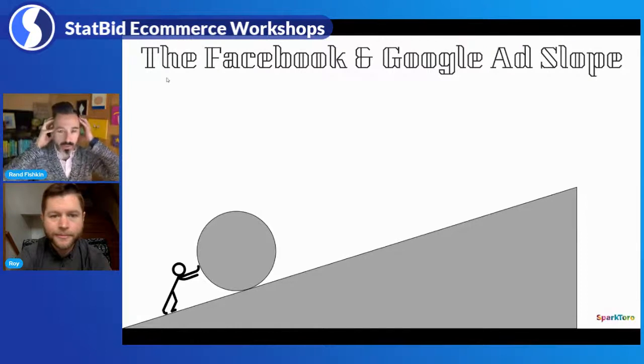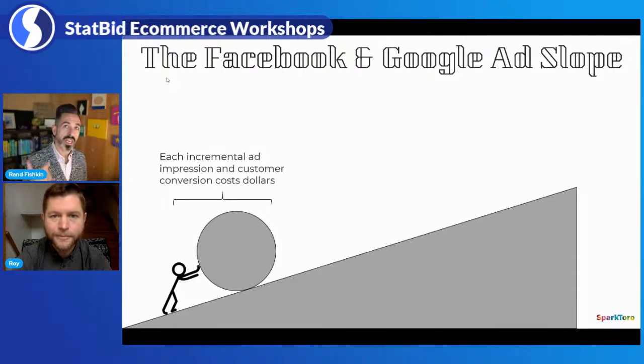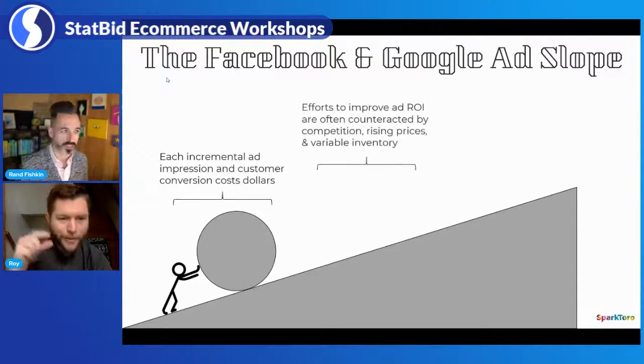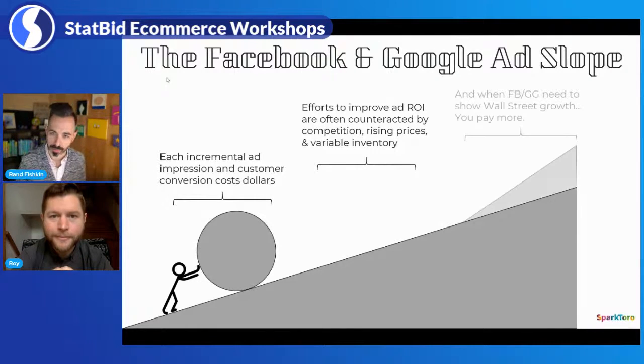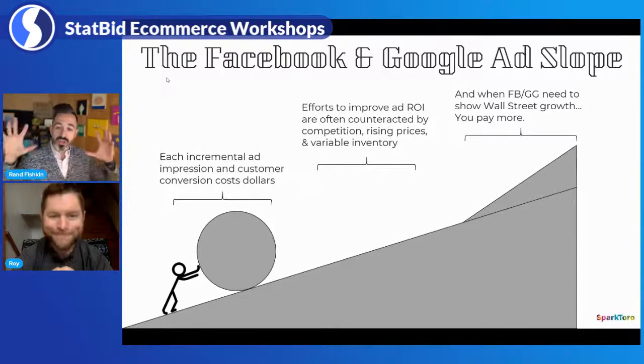For some reason, it always helps me to have in my mind a visual concept of the strategies that I'm investing in or not. When I think about Facebook and Google ads in particular, I'm essentially paying money to these giants, and every incremental impression, every conversion costs me dollars. And when I try to improve, there are all these forces working against me: competition, rising prices, variable inventory, more people bidding, and the structural platforms themselves.